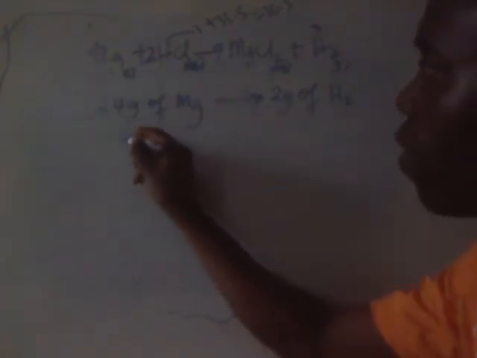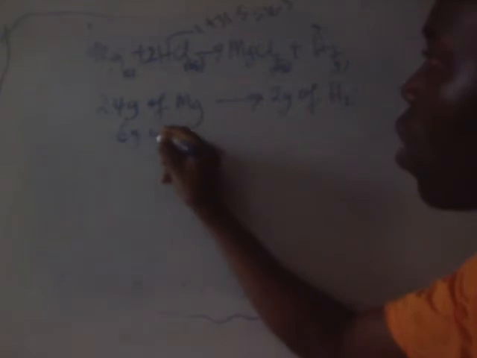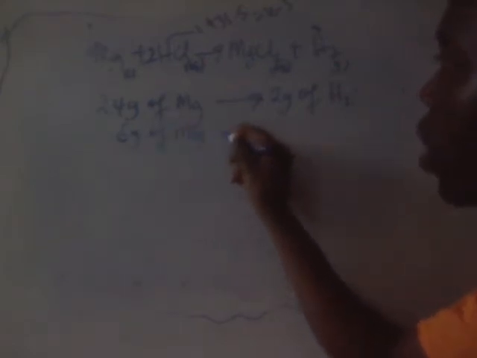Magnesium this side, hydrogen gas this side. Now, second line, 6 grams of magnesium ribbon. This side is for magnesium, that's 6 grams. We are asked for the mass of hydrogen gas. Let that question mark be X, any alphabet of your choice.